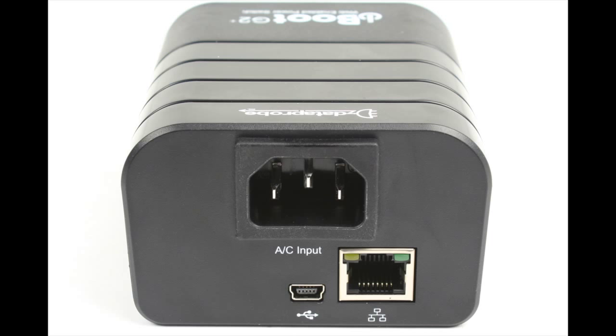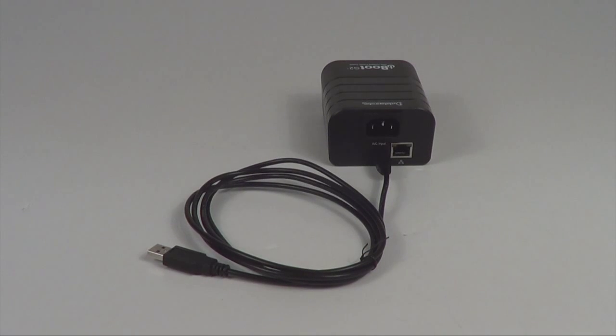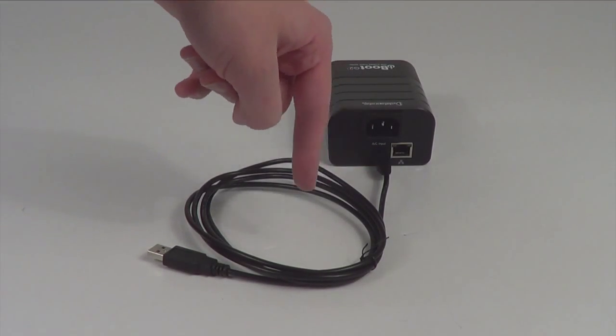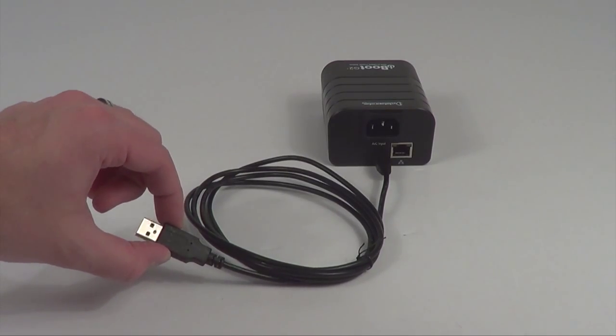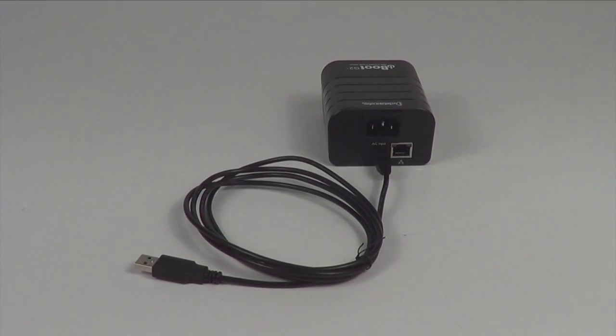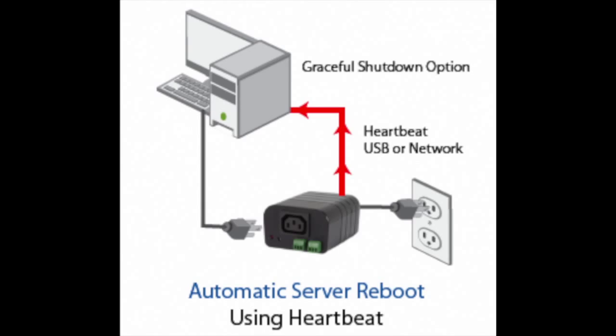The G2 Plus model also has a USB port for connecting to a PC. One end of a USB cable plugs into the iBoot, while the other end goes directly into a Windows PC or server. Using the free companion software, the switch will talk to the PC and perform a graceful shutdown of that equipment if it's required.